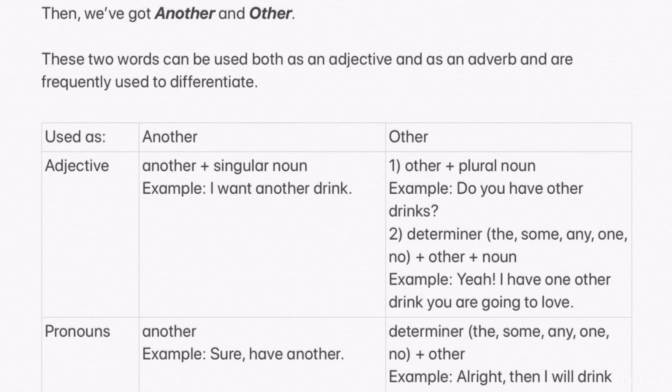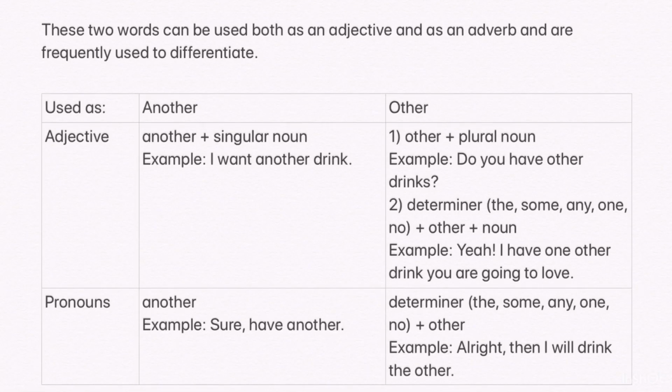Okay, then we have another and other. These words can be used both as an adjective and as an adverb, and are frequently used to differentiate. These ones are easier. Okay? First, we know that both can be used as an adverb and as an adjective. But how are we going to know? Really simple. If you want to use another as an adjective, we use it like this: another plus a singular noun. In this example, we have, I want another drink. We have another, followed by drink. Yo quiero otra bebida.